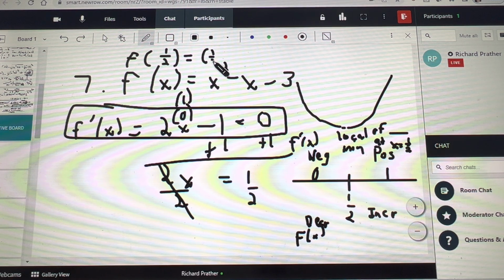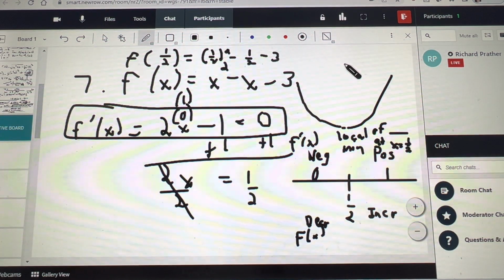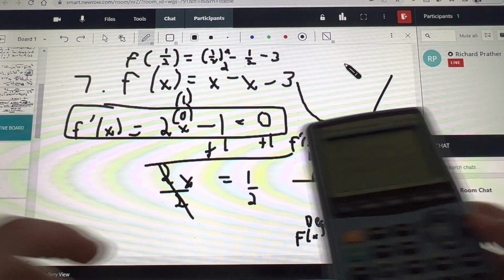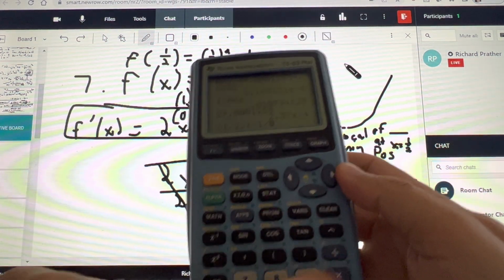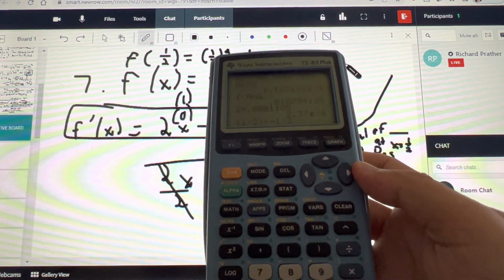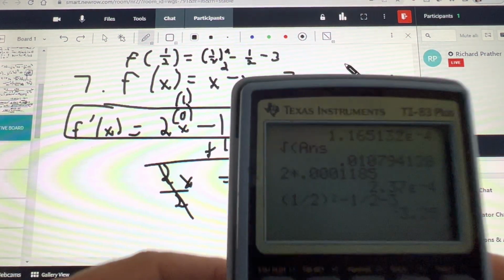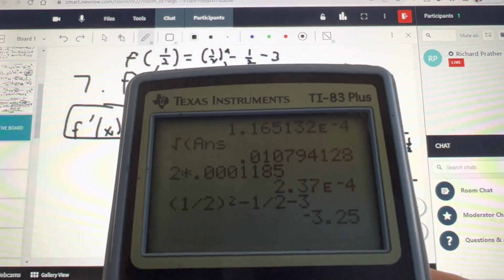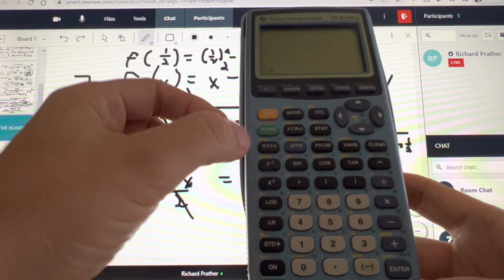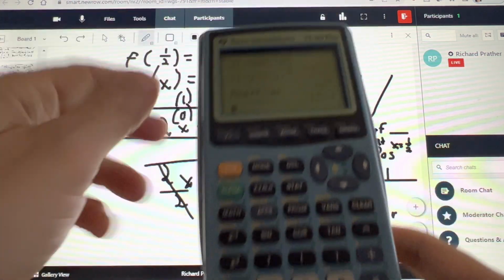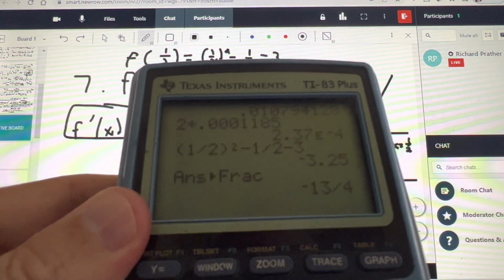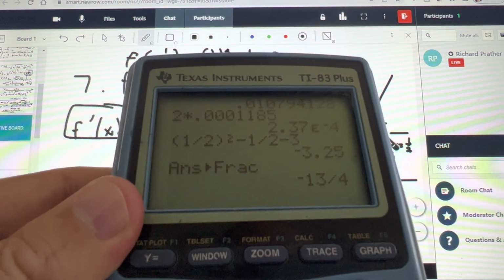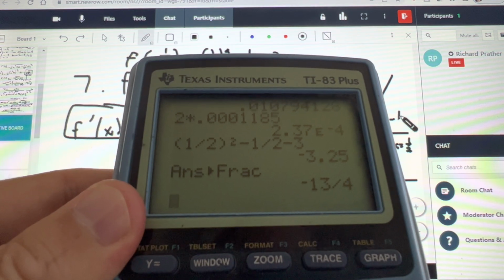So 1/2 squared minus 1/2 minus 3. Here's another time where graphing calculators are helpful, because I can type 1/2 squared minus 1/2, and I'm just hitting 1 divided by 2 for that, minus 3, and it may be a decimal, which they sometimes won't take. But then if I hit math, enter, enter, it turns decimals into reduced fractions. So there's a local minimum of -13/4. That's the lowest the graph gets in that vicinity.